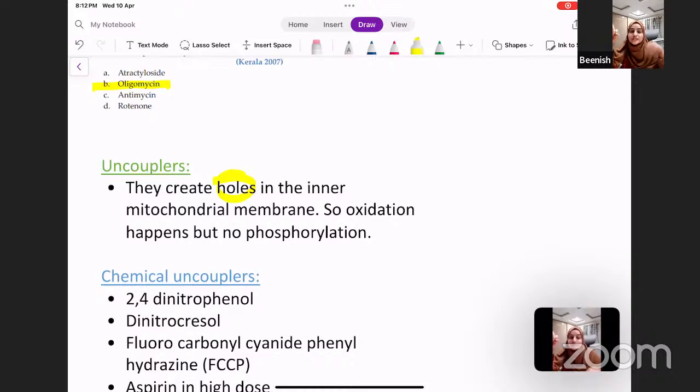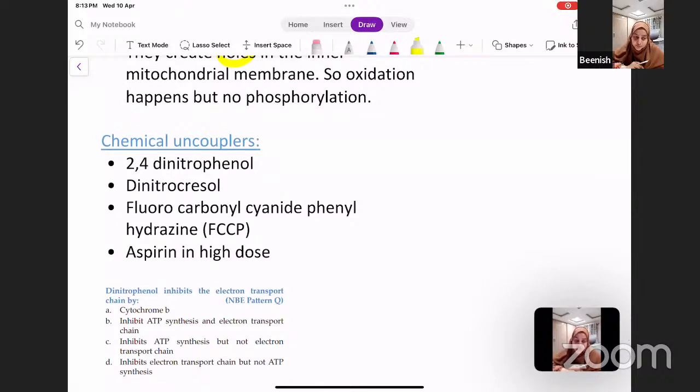But what happens is these uncouplers create holes in the mitochondrial membrane. So instead of the protons entering via complex 5, because only when protons enter via complex 5 will it generate ATP, owing to the uncouplers the protons are entering the matrix via these holes. So there is no phosphorylation taking place. And that potential gradient is also dissipated.